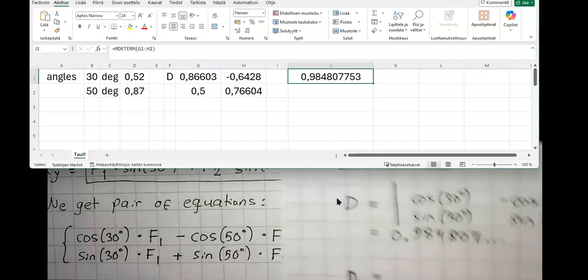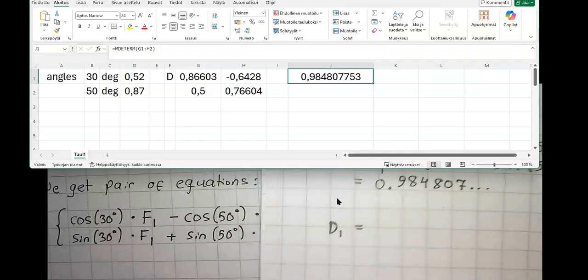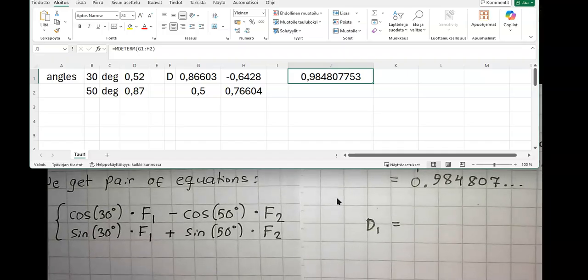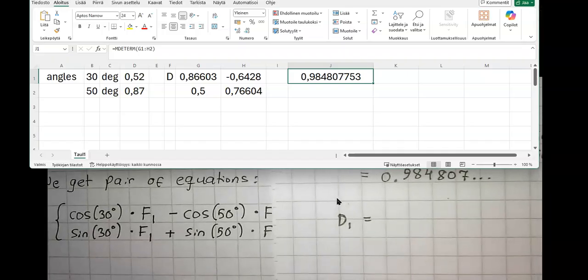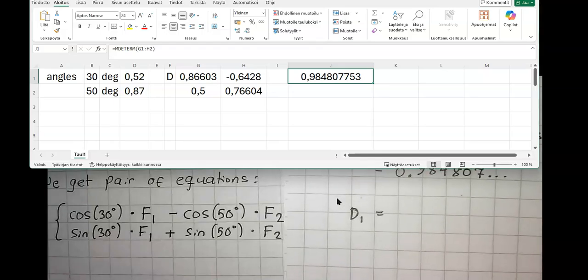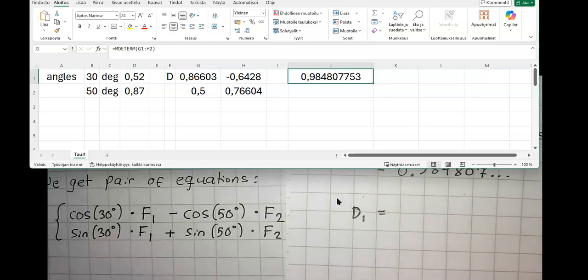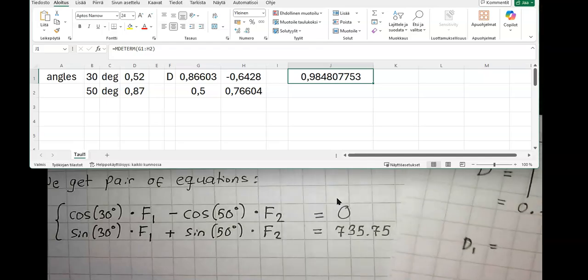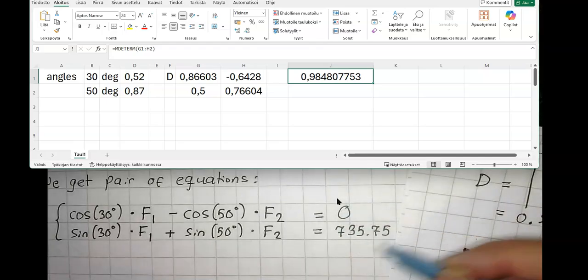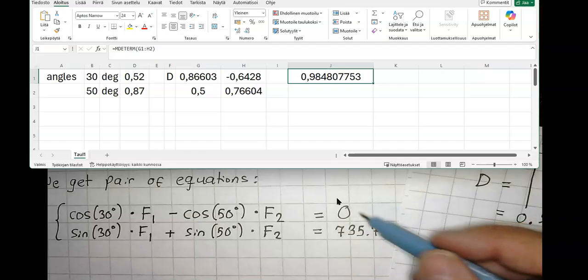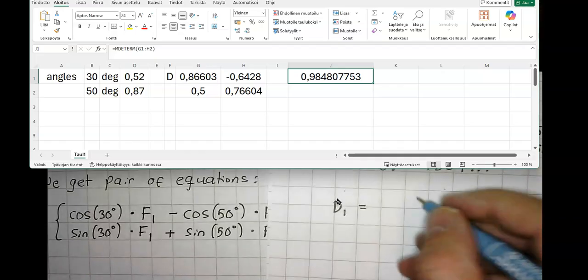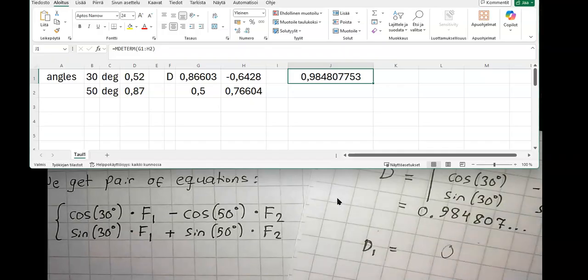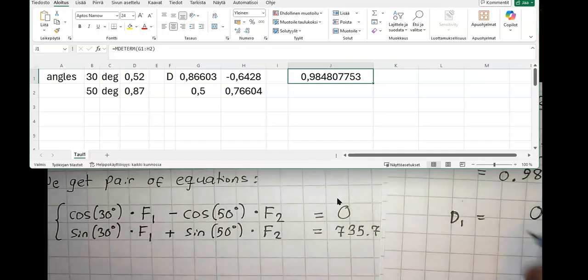When we want to use determinants, we solve the pair of equation with the help of those determinants. Now we want to solve the first unknown, and the Kramer rule says that we first have to pick these numbers in the right hand side of this equation. So there will be only 0 and 735.7.